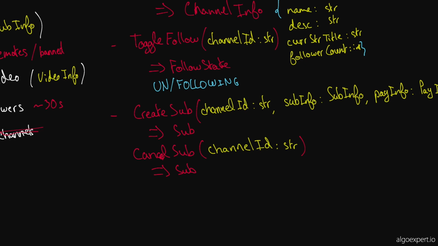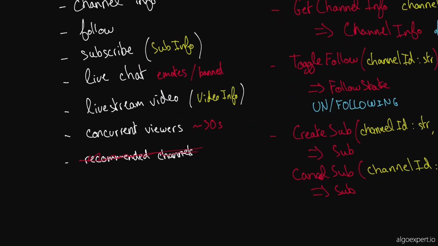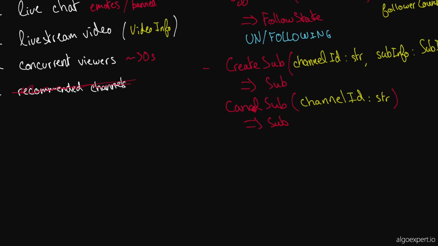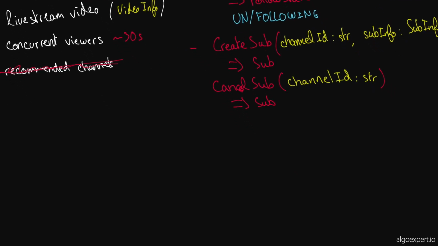So the next thing that I think we can cover is going to be the chat. So the live chat. For the live chat, we have two pieces of functionality, right? We want to be able to see the chat and see all the messages that are coming in, but we also want to be able to send messages ourselves. And we want to handle emotes and also the banning feature, right? If we're banned from the chat. So let me give myself a little bit of space here.